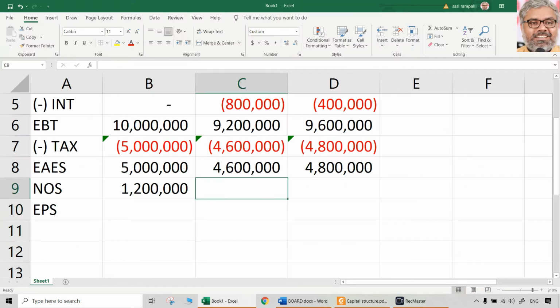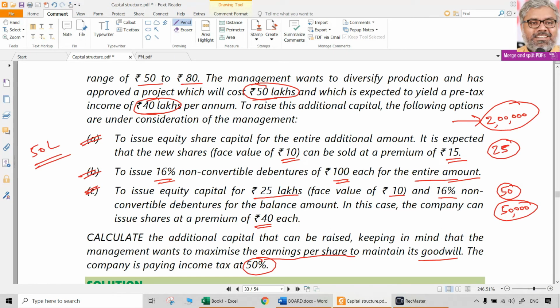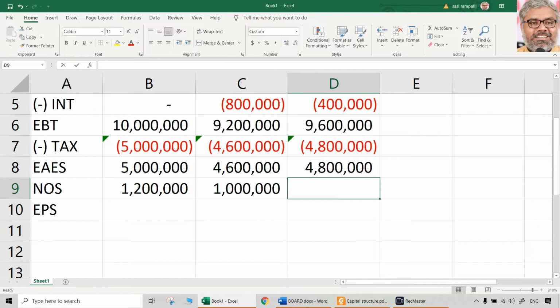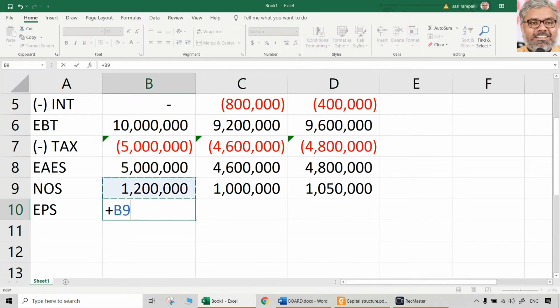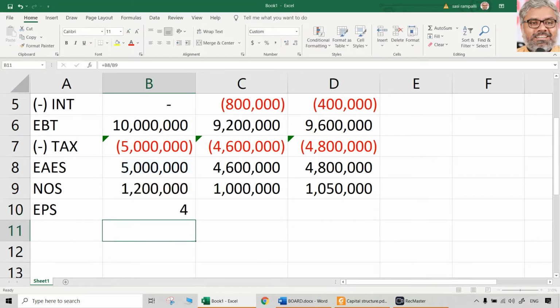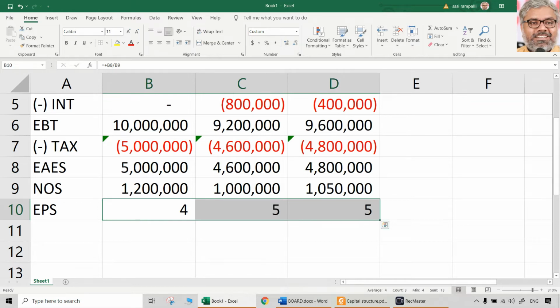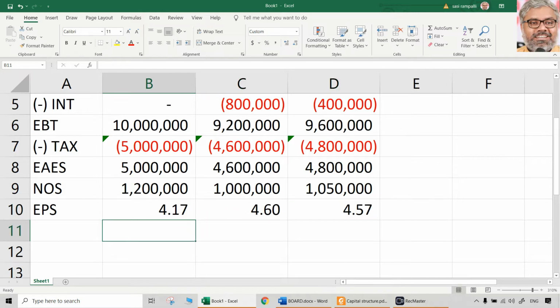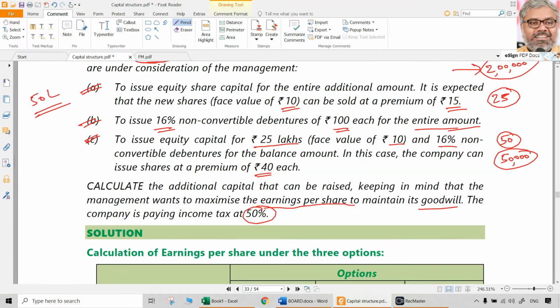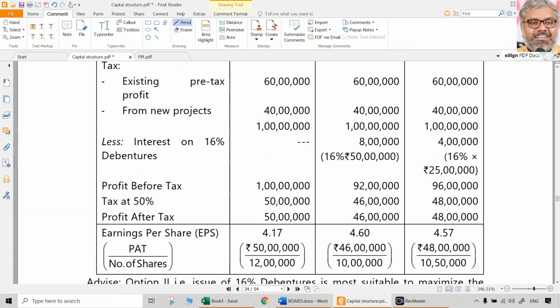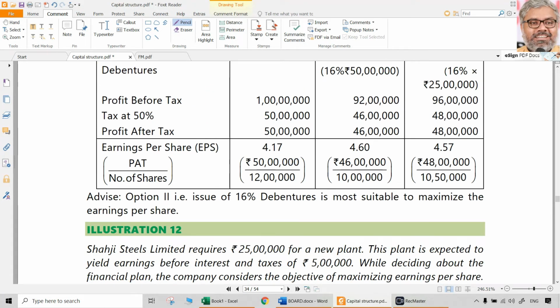Alternate 2, original 10 lakhs will continue. No new equity shares are issued. In alternate 3, 10 lakhs are already there. Additionally, 50,000 shares are supposed to be issued as we already calculated. So these will be the number of shares in each of the alternatives. So naturally, what will be the earnings per share in each of these alternatives? If we calculate for 2 decimals at least, 4.17, 4.6 and 4.57.